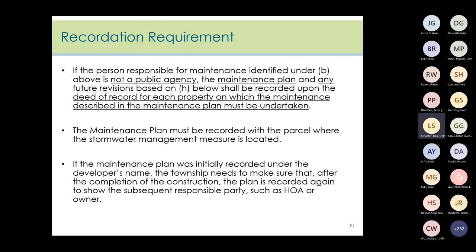All right. Now, I mentioned procedures that are to be followed. So one such procedure is the requirement to record on the deed information about the maintenance plan, and that includes identifying the responsible party. So that's the name, the address, and the phone number. The maintenance plan must be recorded with the parcel where the stormwater management measure is located. Any change in the responsible party information, say due to a change in property ownership, must also be recorded on the deed. And the information must also be updated after project construction is completed.